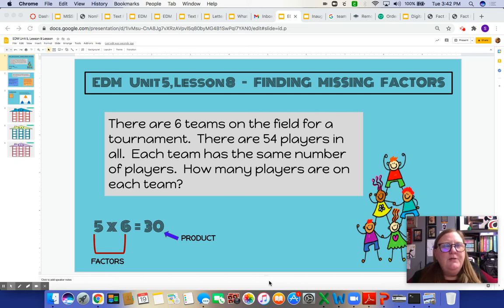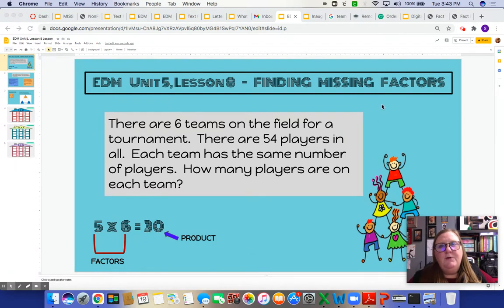We are going to start with our everyday math lesson, Unit 5, Lesson 8, Finding Missing Factors. Before we read the little number story here at the beginning, I want to remind you, yesterday we talked about factors and products. Remember, factors are the two numbers we multiply together. So in this case, 5 and 6 are the factors, and a product is the answer to a multiplication problem. So 30 would be the product.